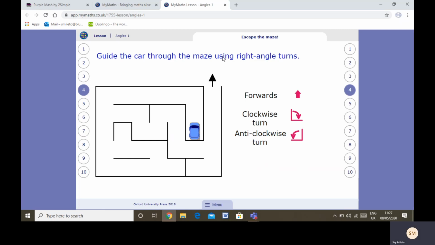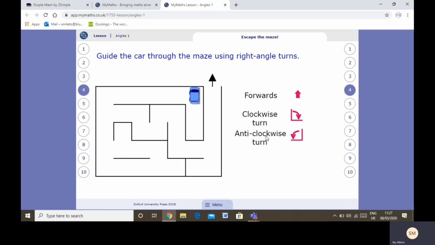So we're going to guide the car through the maze using right angle turns. This is a lovely activity. You can try this yourself by going on to the lesson. You can pause it and give it a go and then watch mine, or you could even skip through my bit if you get it all right. Or you can watch. So we're going forwards first, because the car needs to go forwards.